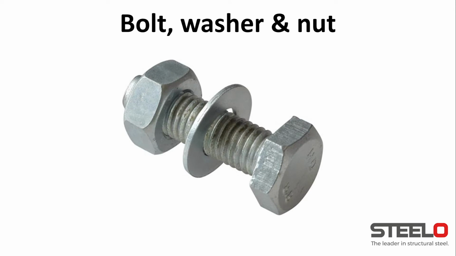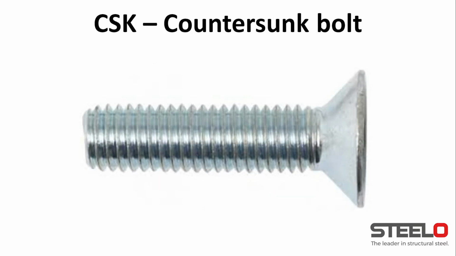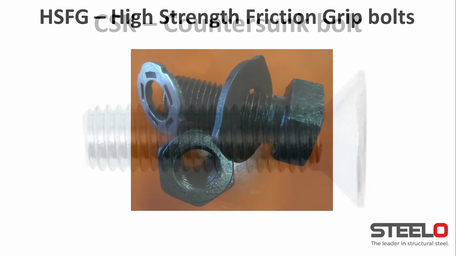A washer is a thin, normally circular plate with a hole, and a nut is what you screw onto the bolt. CSK is short for countersunk bolt, so it is a bolt, but as you can see, one end is countersunk, so it's got like a chamfer. It just allows the bolt head to be hidden into the material, so there's nothing sticking out, so the bolt head does not stick out from the plate.